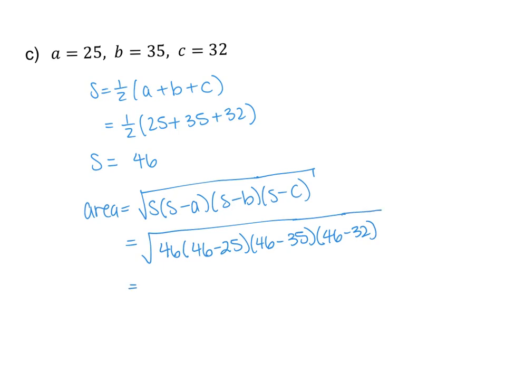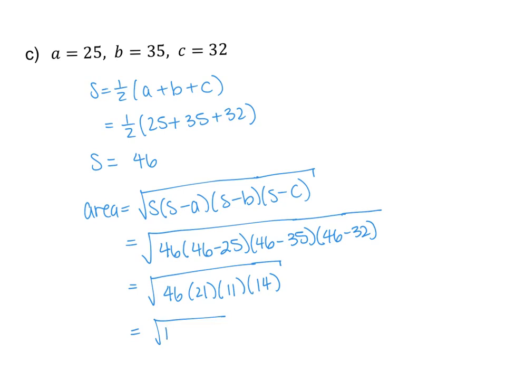And so you can plug this in the calculator in one go. I just don't always recommend that because you could make a little tiny error if you forget a parenthesis. So I'm going to go ahead and subtract the inside of the parentheses first, just to make it look a little bit cleaner. 46 minus 25 is 21. 46 minus 35 is 11. And 46 minus 32 gives me 14. So that might help us clean up a few things. Now I can just go ahead and multiply this all together.